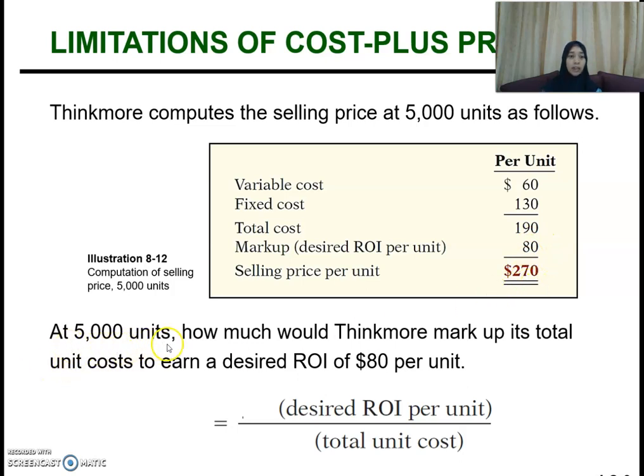So at 5,000 units, how much would Thinkmore markup its total unit cost to earn a desired ROI of 80 ringgit per unit? So that will be, okay, 80 divided by 190. So your markup is 2.11%, right?